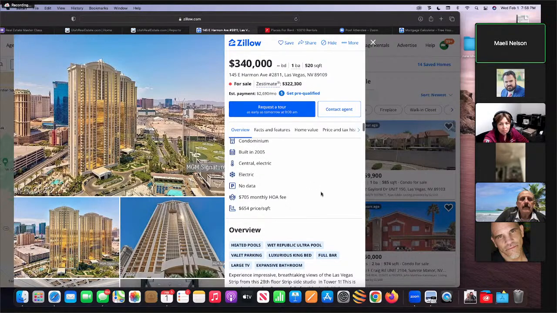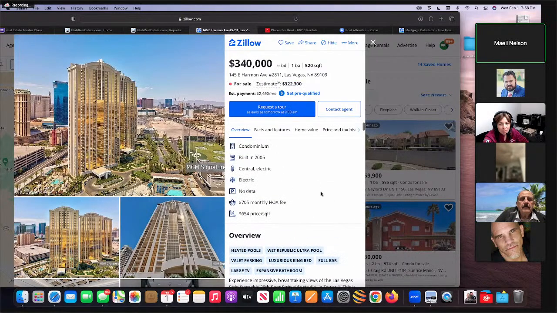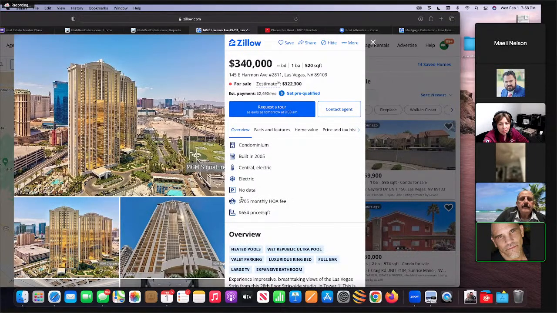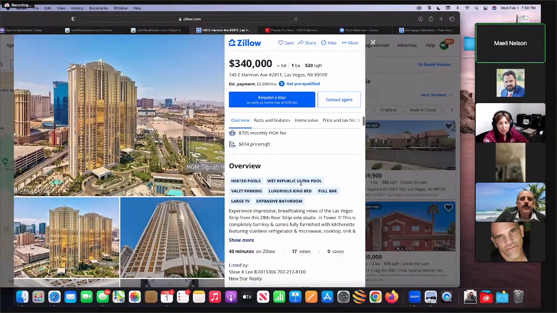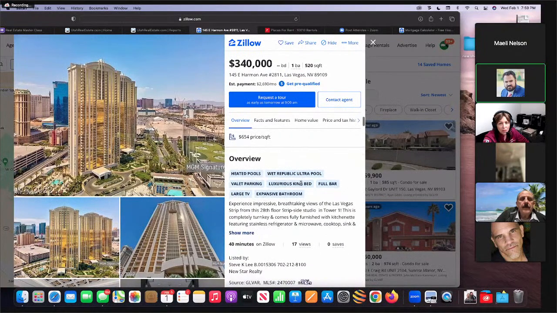Whoa. Wait, what is it? 705. Oh, geez, yeah, holy smokes. I mean, that's not terrible, to be honest. No, it really isn't. And I'm wondering if that includes pools and access to all the parking, I'm sure. That's not terrible. Living at a resort. That's awesome.